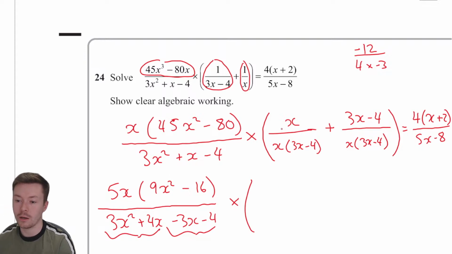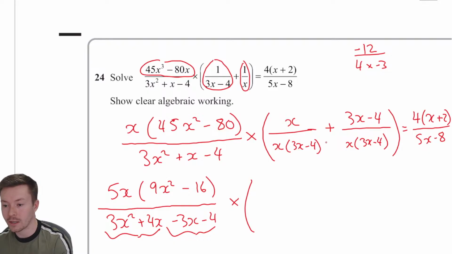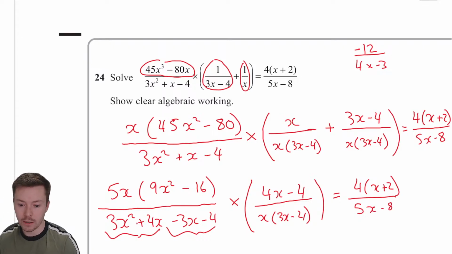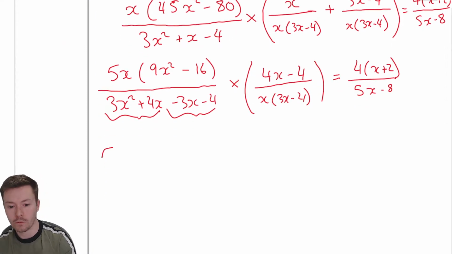Exactly. So it's going to be 3x squared plus 4x minus 3x, because that gives me the 1x, minus 4. And then we need to factorize this and this, and that'll be the next step in a second. And with this bracket here, I can add the numerators now because those denominators are the same. So x add 3x is 4x minus 4 over x(3x minus 4). That's equal to 4(x plus 2) over 5x minus 8. So we're getting there. Next bit is factorising this and factorising the top. Let's do the top first. That makes sense. So scroll down a little bit more.